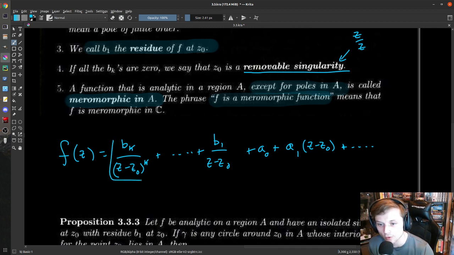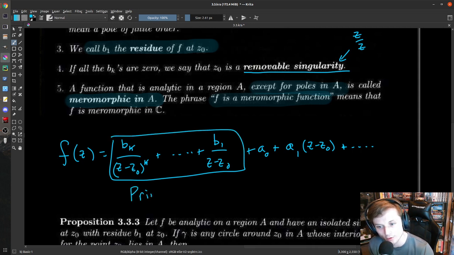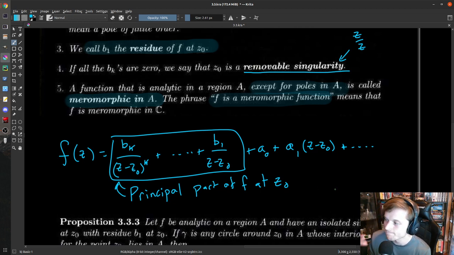What this piece is really measuring, and we call this piece the principal part. Let me check the spelling: principal, not principle. Yes, the principal part of f at z0. So this little chunk, the so-called principal part, measures how singular z0 is for f, how much of a singularity z0 is for f.